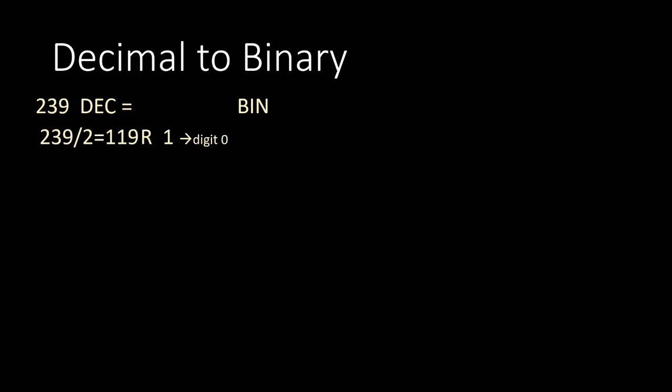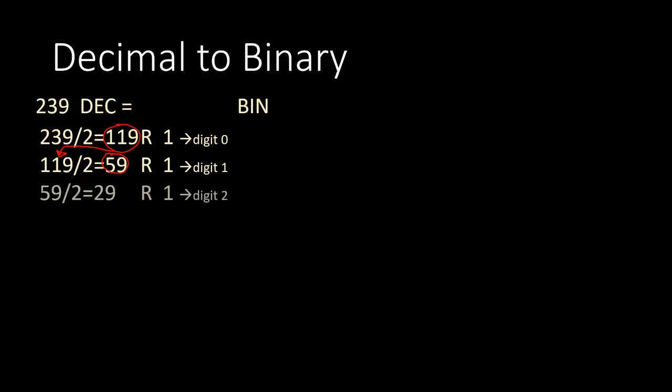We start by dividing 239 by 2, and this is 119, and the remainder is 1. We take this 119 and we divide it again by 2. The result is 59, and the remainder is 1. So this one is digit 1.